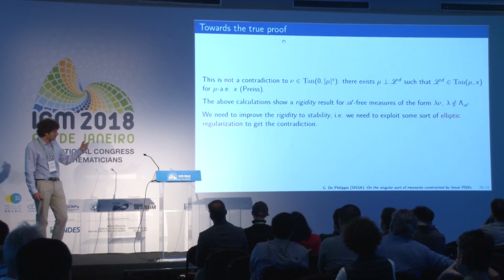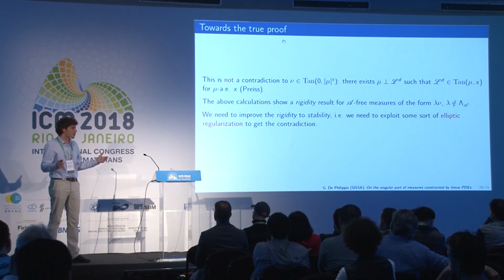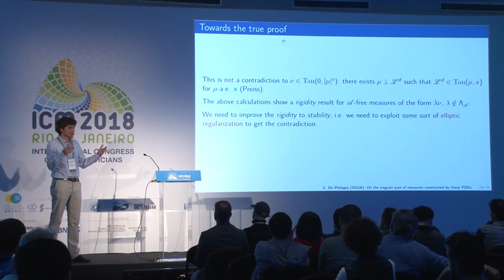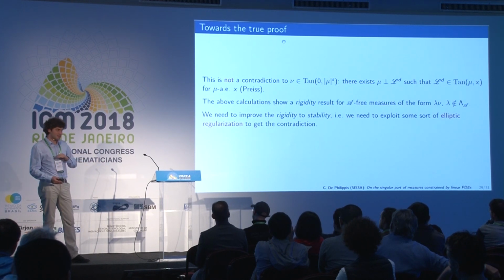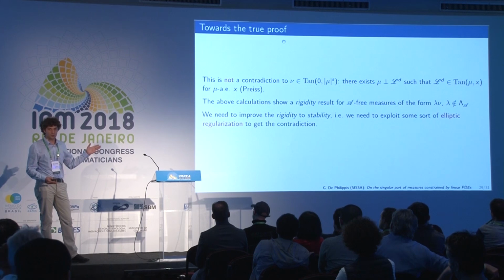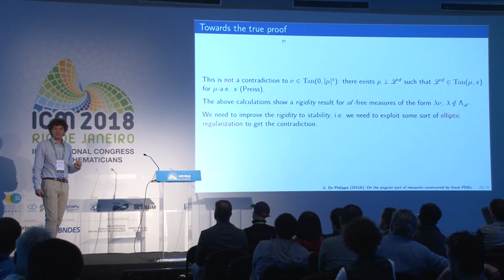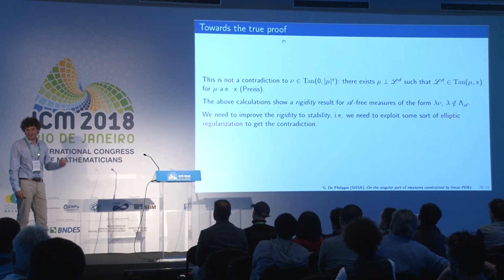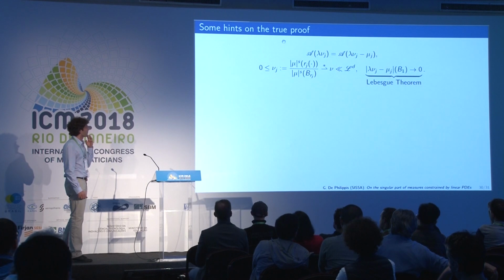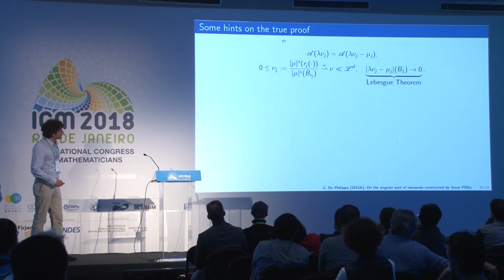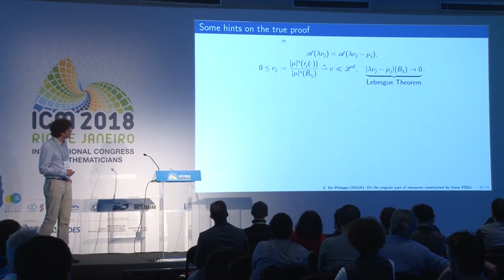Let me just anticipate that most of you might know that ellipticity helps in improving convergence because you basically gain derivatives. Here this is not the case. I will show you why. But nevertheless, a tiny bit of ellipticity is enough to get our final contradiction. So let's go towards the new proof, the true proof of the theorem.